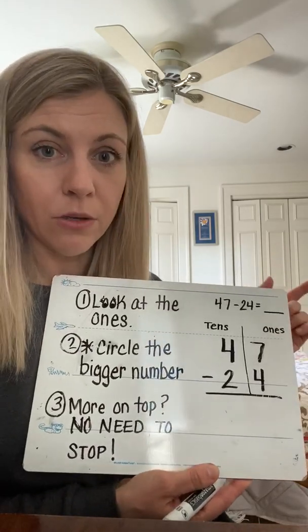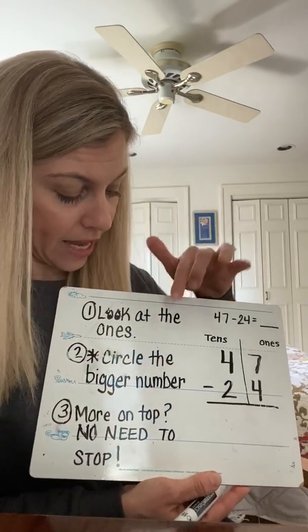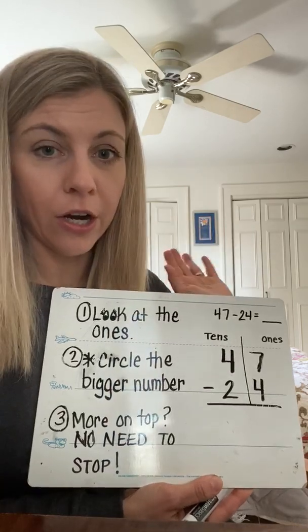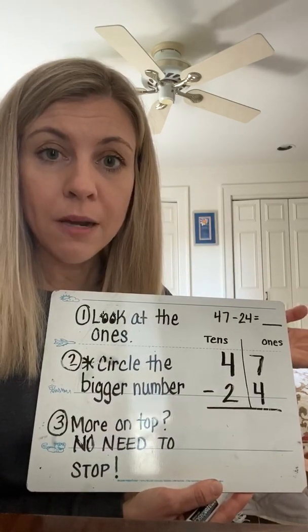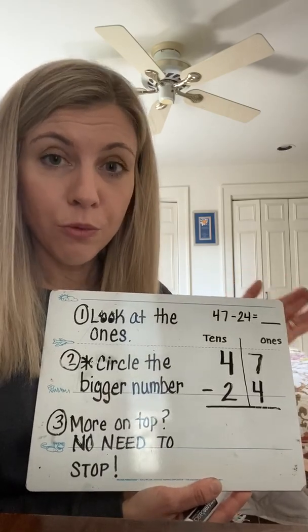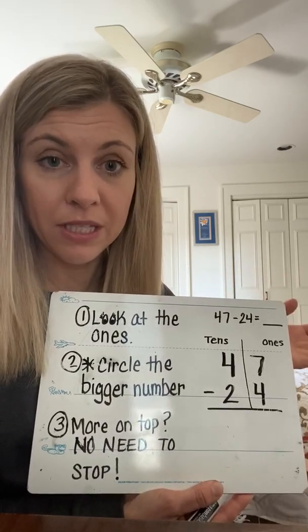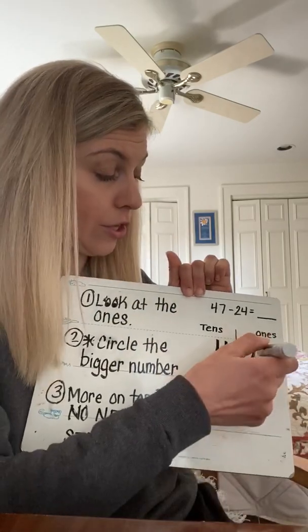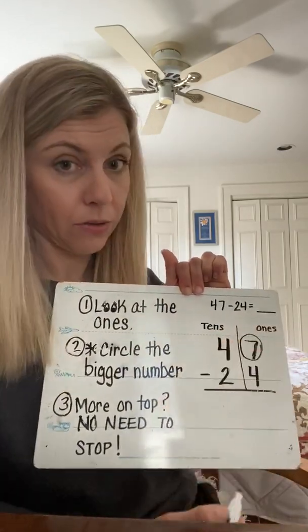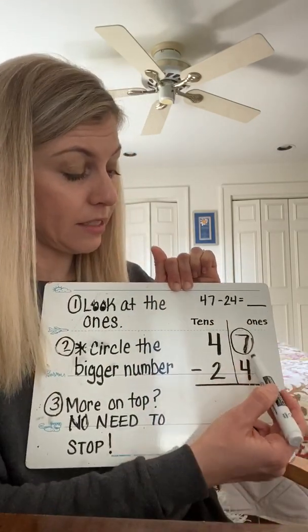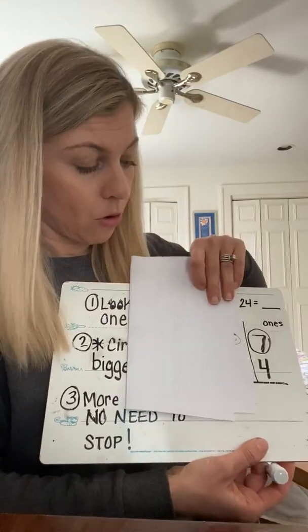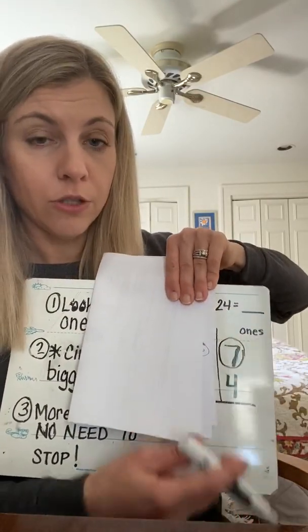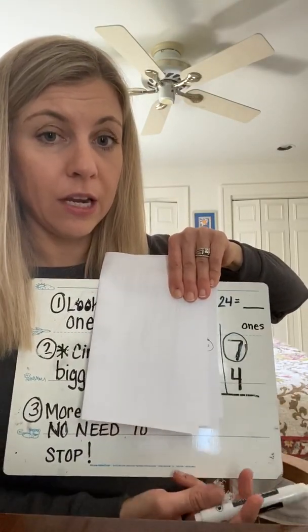Now, this is a Mrs. O'Connor rule. I always have my class circle the bigger number. Even if in your head you think you know it, I find that it really helps us not make mistakes if we really circle the bigger number. Okay? So I can see that 7 is bigger than 4. And remember, I'm only looking at the ones right now. Let me grab a piece of paper. I'm only looking at the ones right now. So I circle the bigger number in the ones.